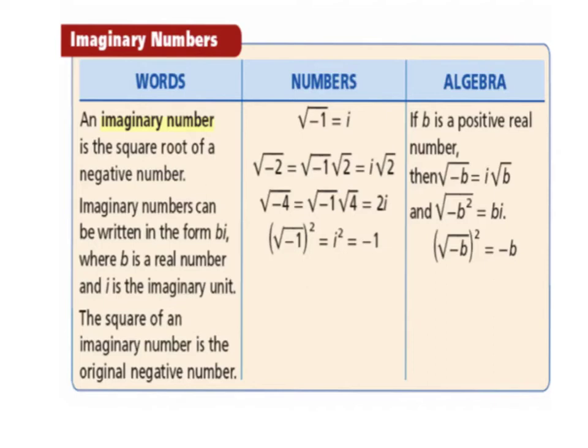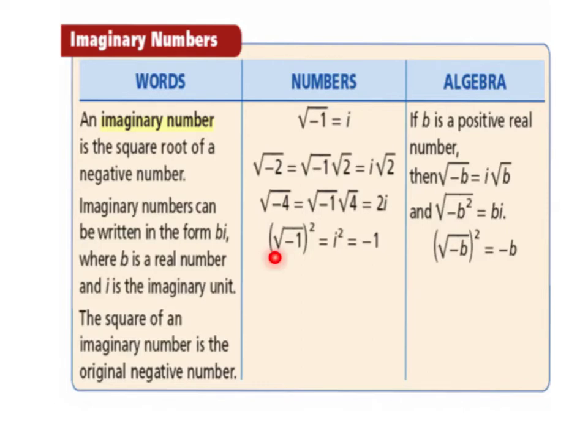Square root of negative 1 times the square root of 2, shown here. The square root of negative 1 is i, leaving me with i radical 2. Now, if I were to take this one, square root of negative 4, we can break that up. That's the square root of negative 1 times 4, or the square root of negative 1 times the square root of 4. The square root of negative 1 is i, and the square root of 4 is 2.